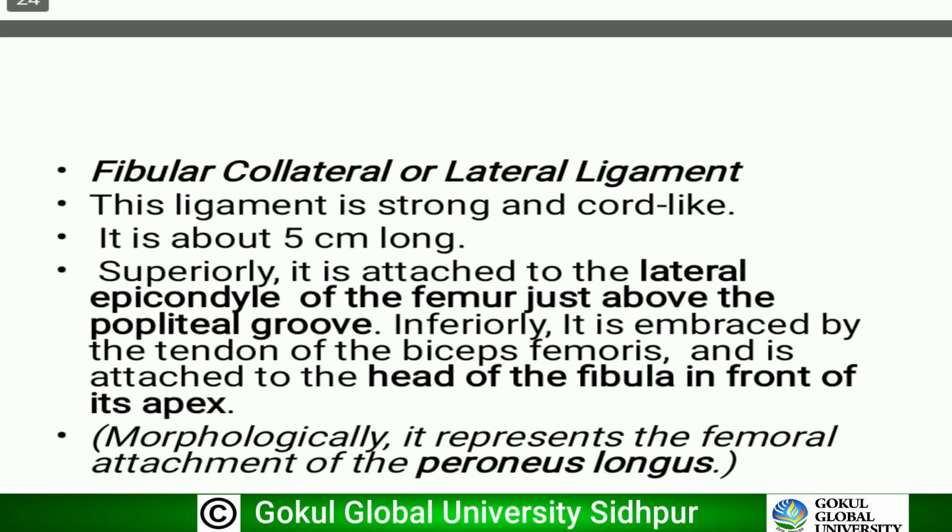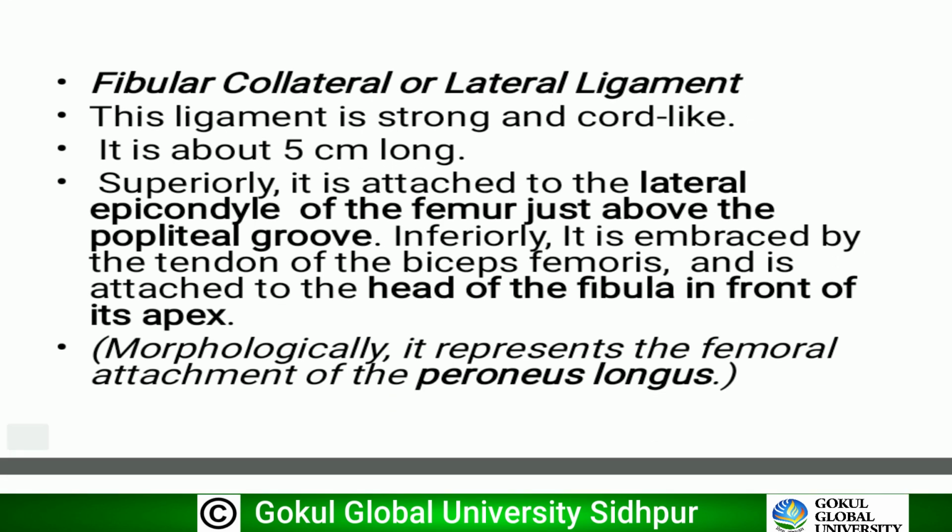Okay, FCL, fibular collateral ligament, strong and cord-like, length 5 cm, superiorly attached to the lateral epicondyle of the femur, just above the popliteal groove. Inferiorly, it is embraced by the tendon of the biceps femoris and is attached to the head of the fibula in front of the apex. Okay, its apex. Morphologically, it represents the femoral attachment of the peroneus longus muscle.